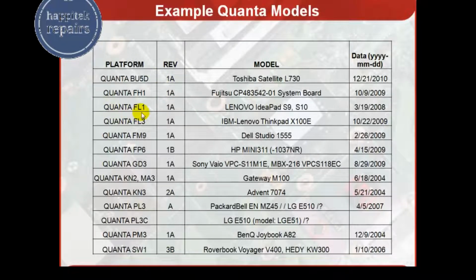For example, if it is written Quanta FL1, you can find it on Google or the net. It is a Lenovo IdeaPad S9 S10. Date of manufacturing is also given. We have a list of all these Quanta, Wistron, Uniwell with the model numbers also. This is only an example of some models, that is, Quanta models.